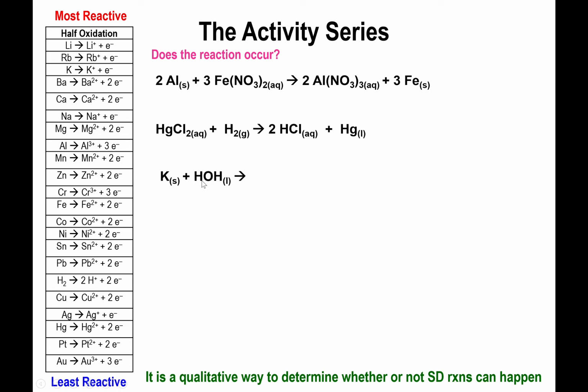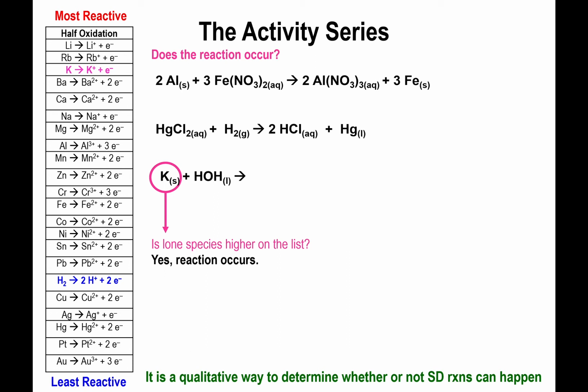Now, if you rewrite water the way I have it right here, HOH, then it becomes pretty obvious that potassium has to be displacing the hydrogen here on the left. So we're going to be asking the question, is potassium higher on the list than hydrogen? And if you look at the list, potassium is up here and hydrogen is all the way down here. So this is definitely going to happen.